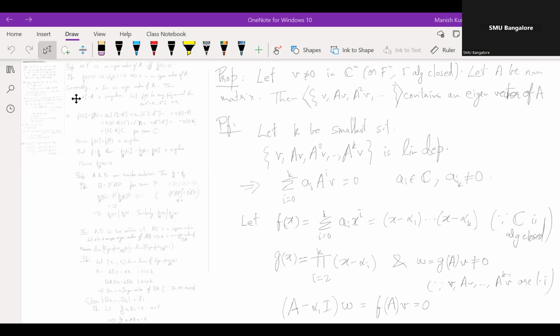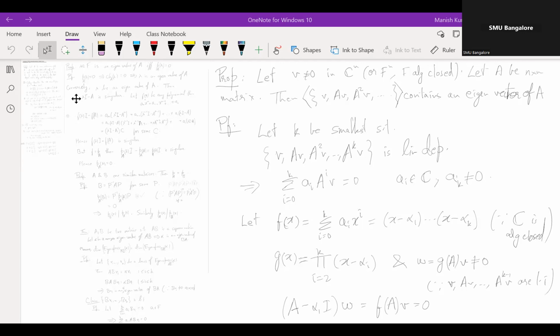Let A be an n cross n matrix. Then the subspace generated by v, Av, A square v, and so on: you start with v, apply A to it, apply A square to it, and you'll get a bunch of vectors. The subspace generated by these contains an eigenvector of A. That is what the proposition says.